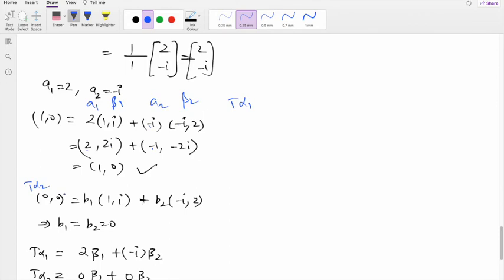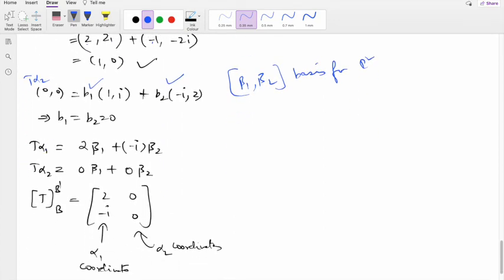I need to see it as b1 beta 1 plus b2 beta 2, and very straightforwardly you can see that b1, b2 will be 0, and this is because beta 1 and beta 2 are a basis for C square, right? So the linear combination will be 0 if and only if the coefficients are actually 0. So this is straightforward, that b1, b2 are 0. So now we have found that T alpha 1 is 2 times beta 1 plus minus i times beta 2, and T alpha 2 is 0 times beta 1 plus 0 times beta 2.